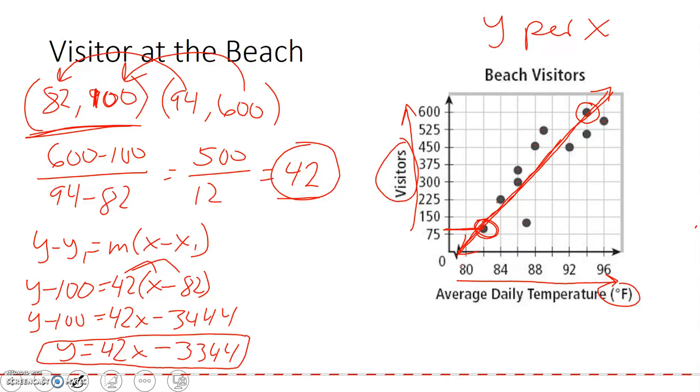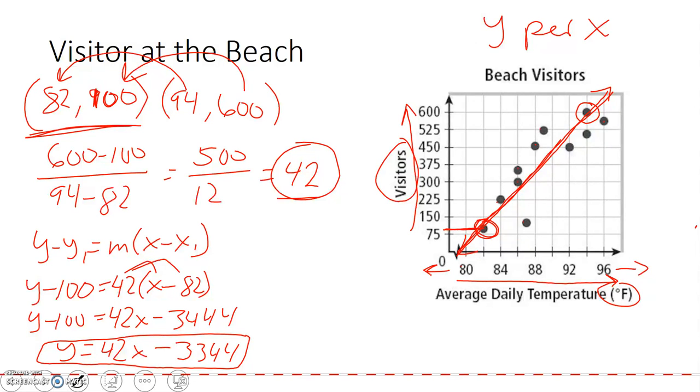So we can make an assumption, and again, it's an assumption, that this would also work a little bit hotter than 96 degrees, or maybe a little bit less than 80 degrees. But it's probably not going to be a correct equation to use if we want to figure out how many people are on the beach at 0 degrees or even 20 degrees or something like that. So this is what mathematicians do to make predictions, though.